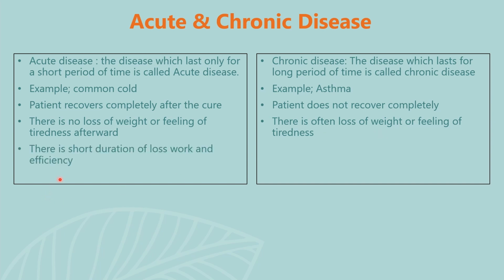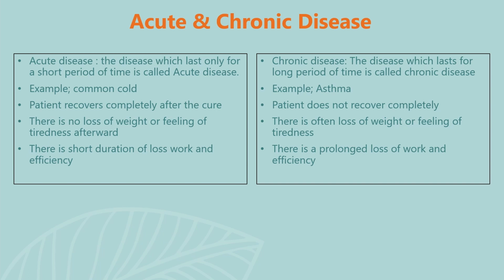And there is a short duration of loss of work and efficiency, as I told you. In the case of acute disease, during the period when the disease has affected, the person may not be able to work completely, or his efficiency may be reduced to a certain percentage only during that time. While in the case of a person affected by chronic disease, there is a prolonged loss of work and efficiency because that disease cannot be completely cured.